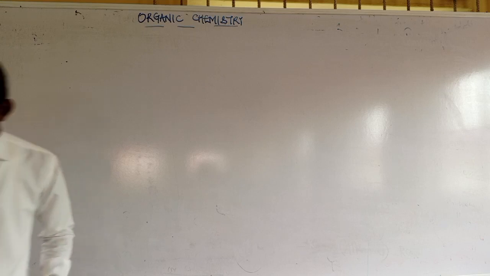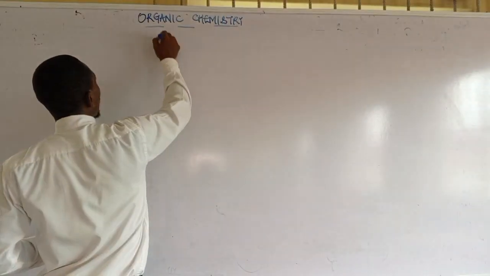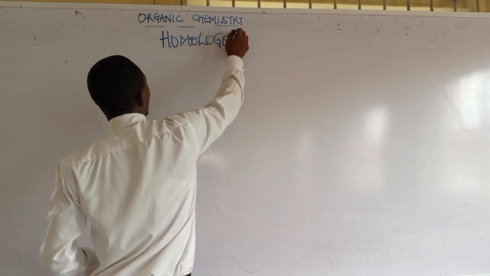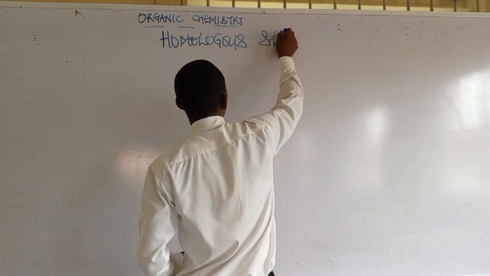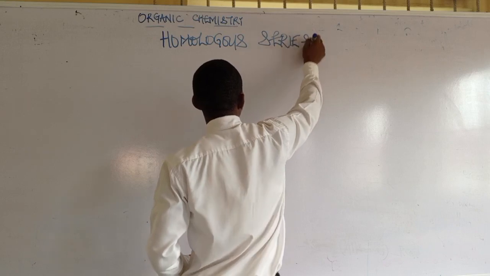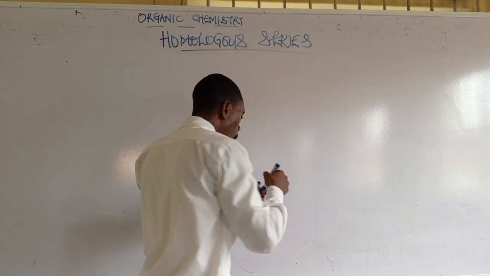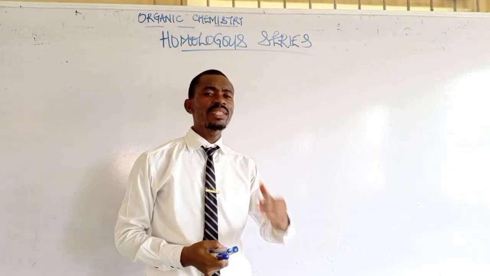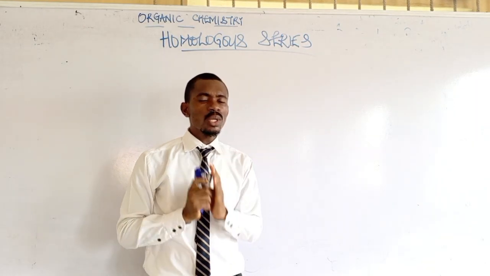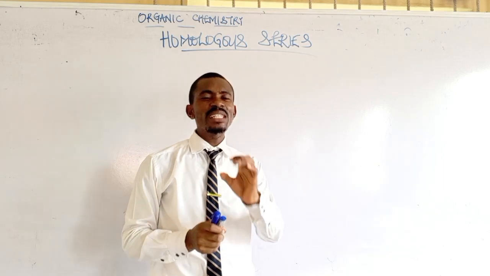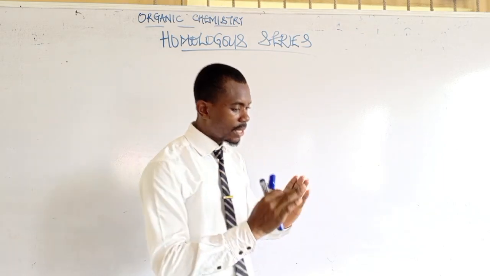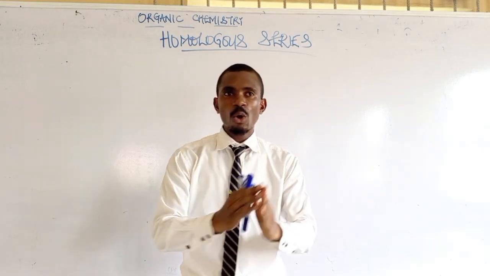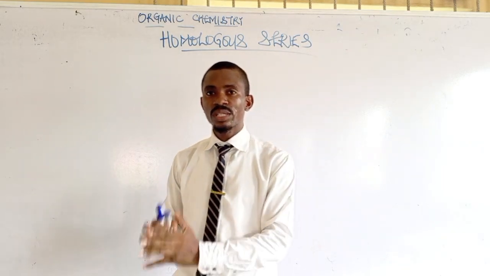So let's see homologous series. What is a homologous series? It's just a family of organic compounds, because organic compounds are so many, they are so bulky. So we cannot really study them one by one. So how we study organic compounds is that we study them by the family. We group them that this is a group, this is a group, and this is a group. So these groups are called a family, or the homologous series.